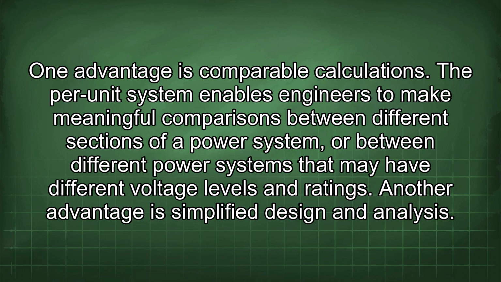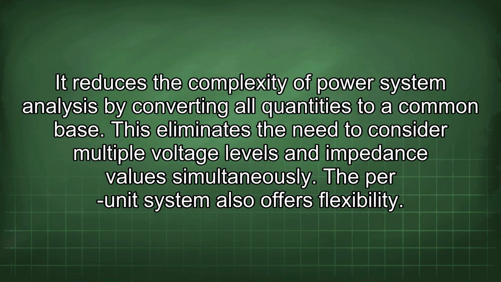The per unit system enables engineers to make meaningful comparisons between different sections of a power system or between different power systems that may have different voltage levels and ratings. Another advantage is simplified design and analysis. It reduces the complexity of power system analysis by converting all quantities to a common base. This eliminates the need to consider multiple voltage levels and impedance values simultaneously.